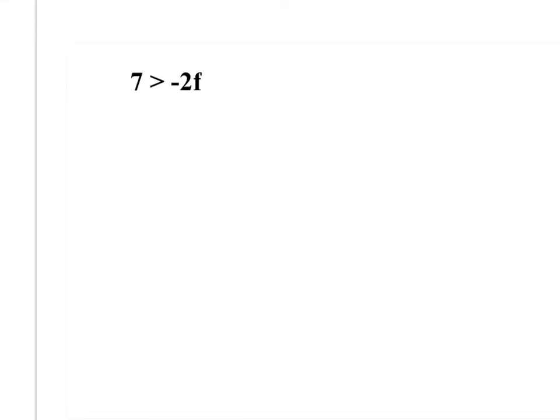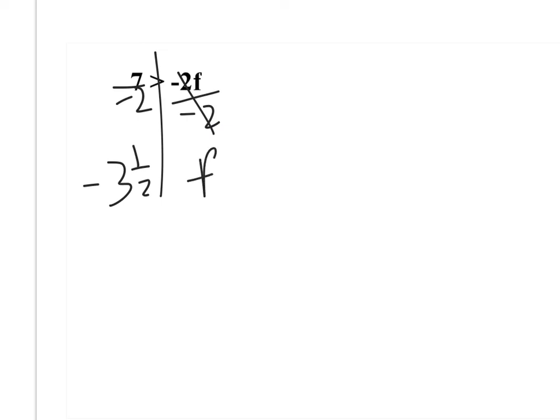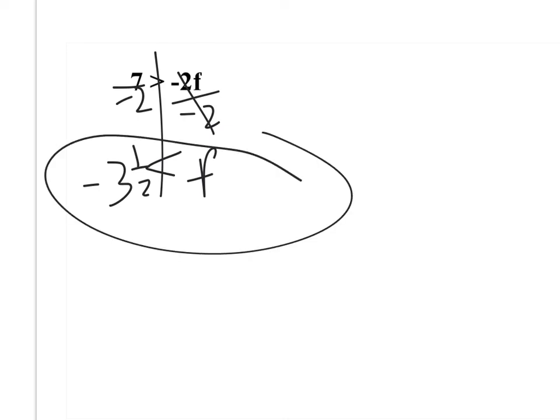Makes sense? Yep. Here it says 7 is greater than negative 2f. I got to get f by itself, so I divide by negative 2. 7 divided by negative 2 is negative 3 1/2 or 3.5. Sometimes the book goes decimal, sometimes it doesn't. Make sure you pay attention to what it's asking for. What would be my sign? If up here it's greater than, what does it need to be now? Less than. We've got to change it. So negative 3 1/2 is less than f. And that would be my answer.